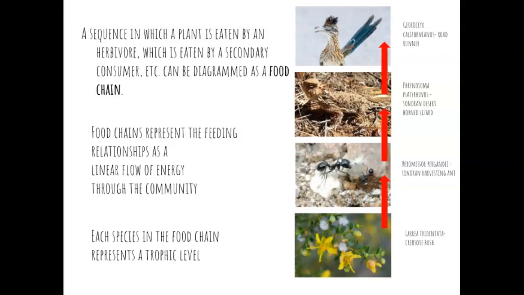And then we have the roadrunners who will eat the horned lizards, and they are tertiary consumers. And so you can see the flow of energy from the plants that are using the sun to create energy all the way up through this ecosystem and through this community, where it starts with the plants, works its way through the ants to the horned lizards, and then into the roadrunners.